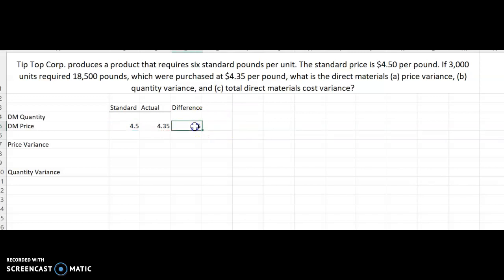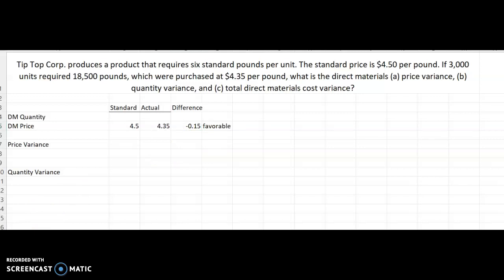So I am going to put, let me fix this. So I'm going to put favorable. So I need to do, let me fix that. I'm going to do actual minus the standard, and that would be a favorable difference.